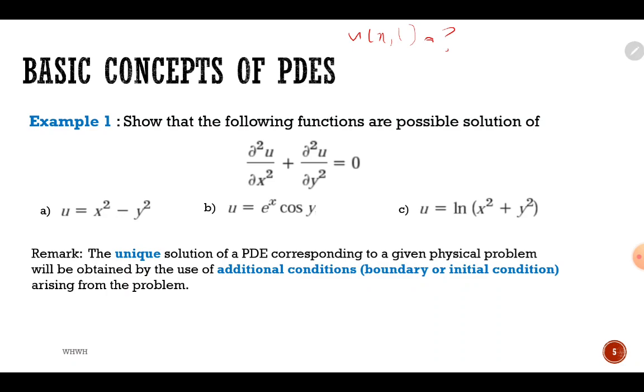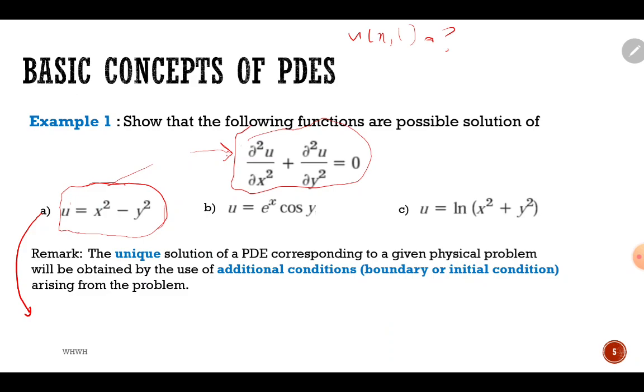Show that the following functions are possible solutions of this partial differential equation, where we have del square u over del x square plus del square u over del y square equals to 0. So we have the solution here, which means we already have the answer. We just have to prove that this answer suits the PDE here. For A, we have u equals to x square minus y square. How can we prove that it suits this PDE?